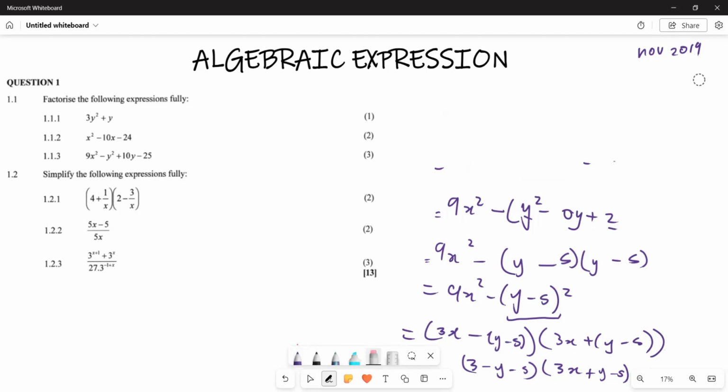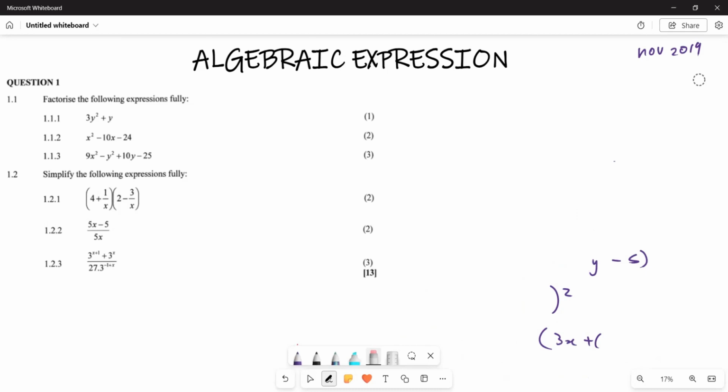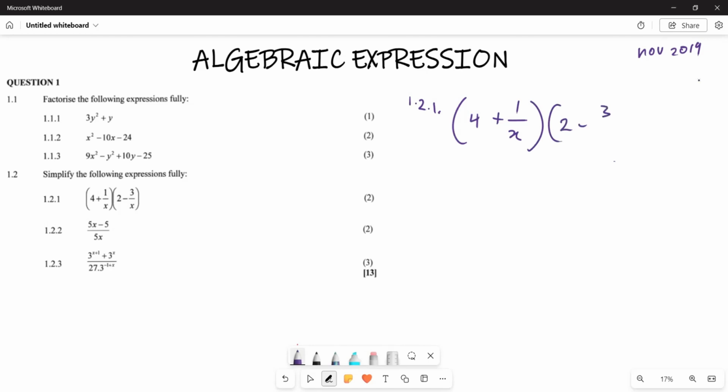Now let's look at now our 1.2.1, right? Yes, let's look at our 1.2.1 and see in terms of what is it that you can have there. 1.2.1, they say simplify the following expression fully, right? So how can you simplify this fully? So let's see. This is 1.2.1. What you are having here, you are having your what? Your 4 plus your 1 over x, close bracket. The other bracket, it's 2 subtract your 3 over x, right? Now, what is it that you're going to do?